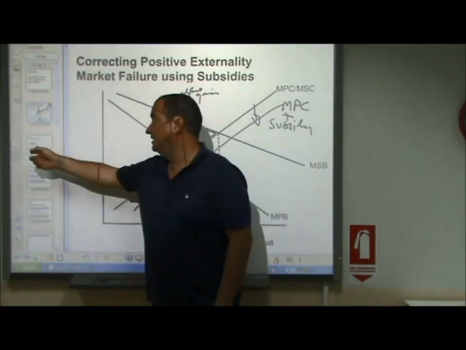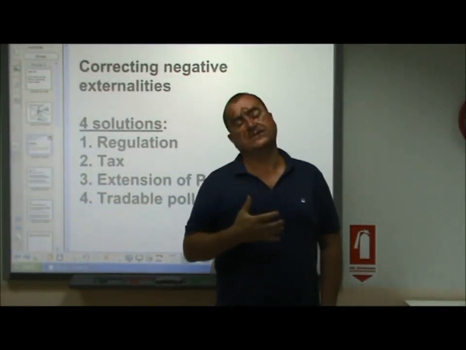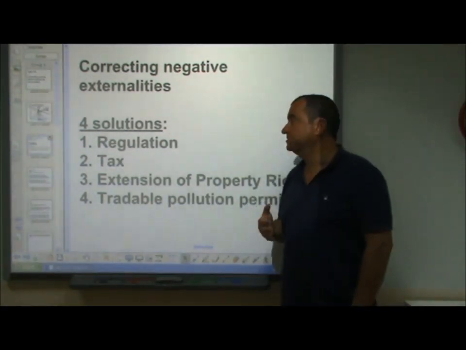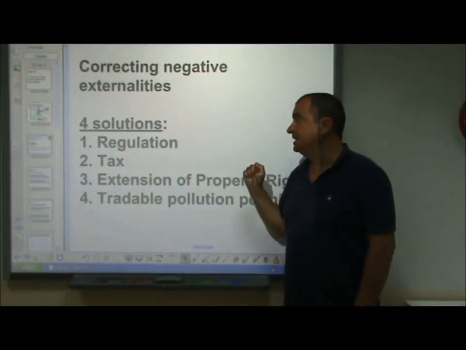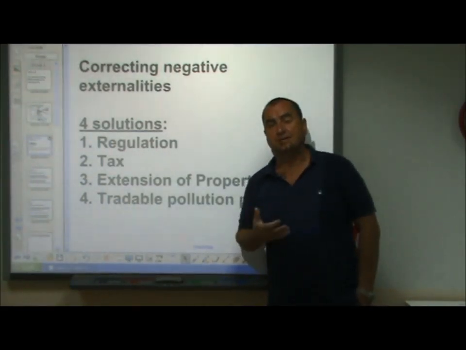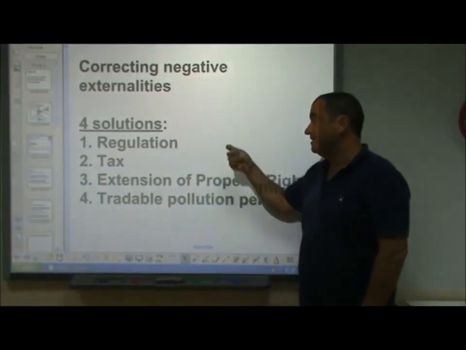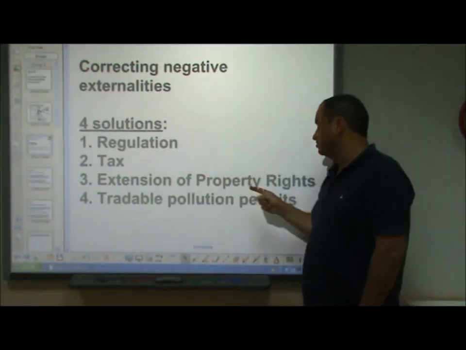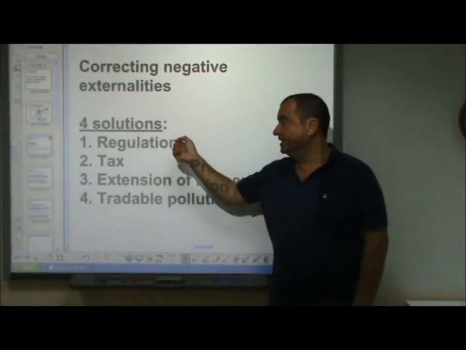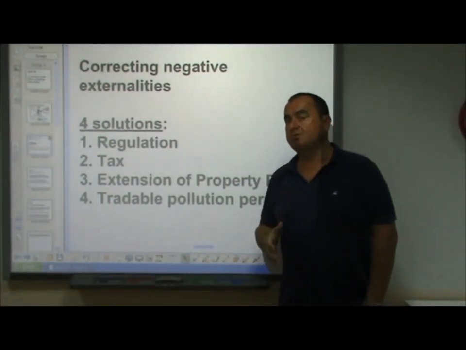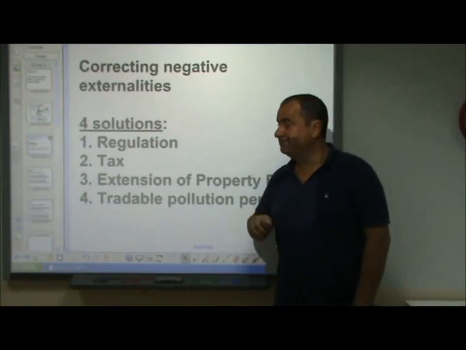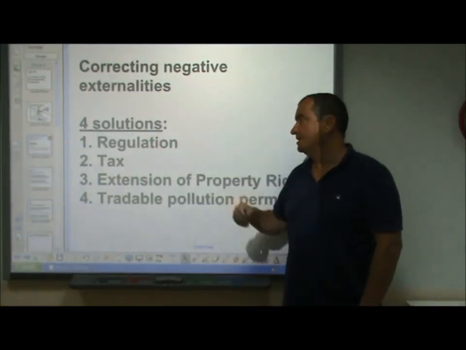Let's turn now, though, to negative externality markets, and I'm going to identify 4 solutions to correct negative externalities. 4 solutions, 4 ways the government can react and try and correct the market failure. Regulation, tax, extension of property rights, and tradable pollution permits. Regulation is the odd one out. It's the only one where the market forces are not utilised. The market forces are completely overridden with regulation.